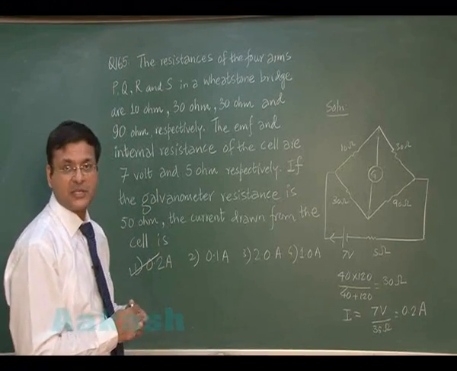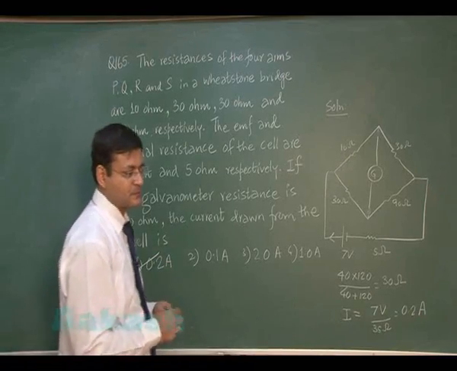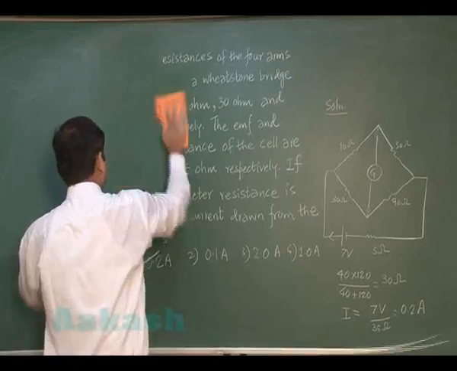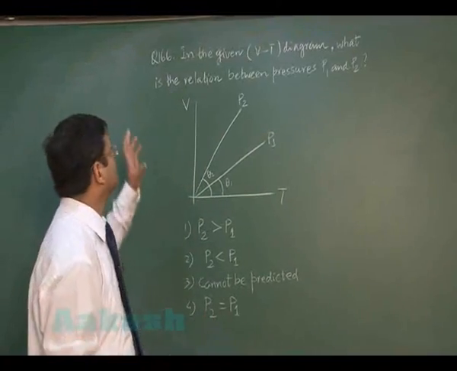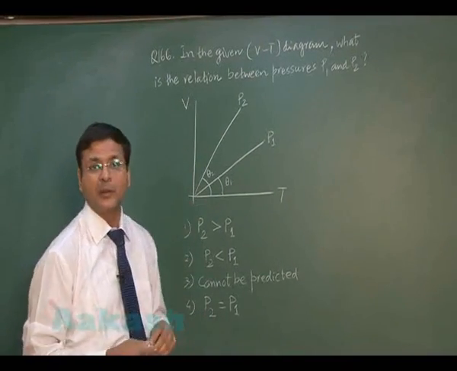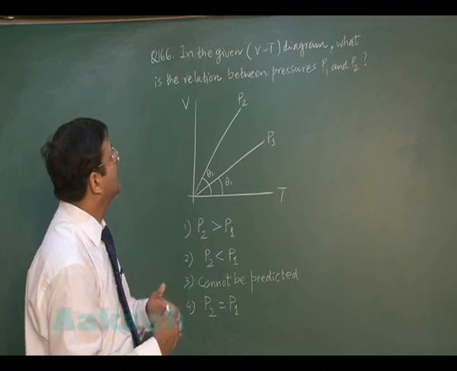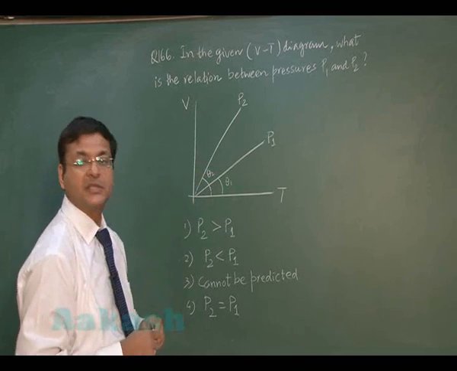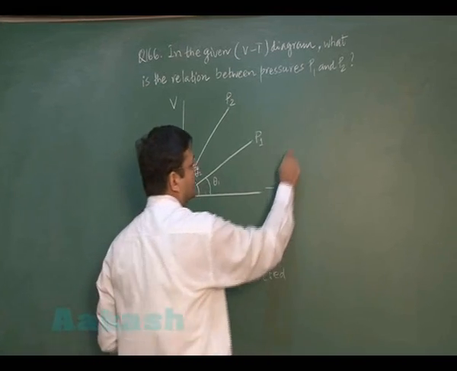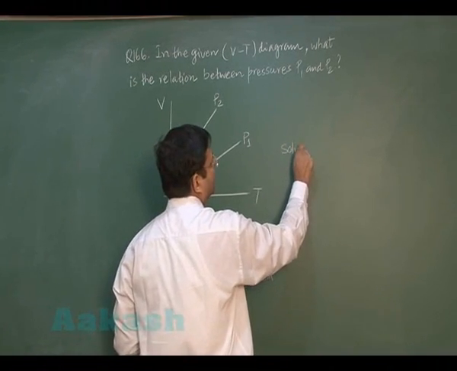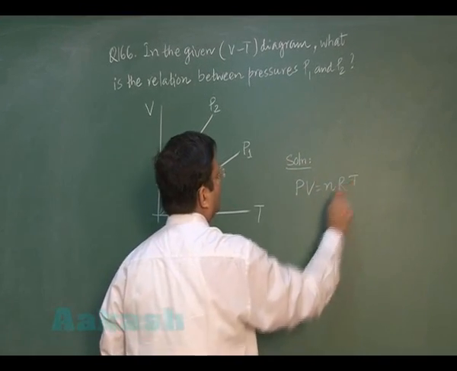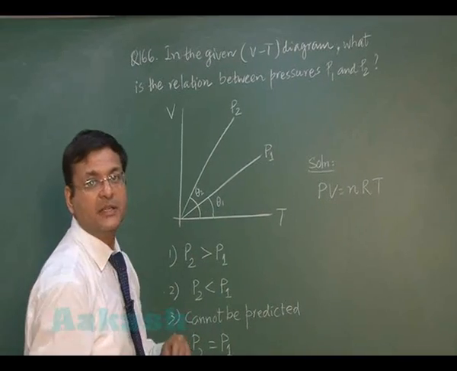Look at the next question, that is question 166. Now the next question 166 is based on thermodynamics and that too on graphs. Here in the given V-T diagram, they are asking what is the relation between the pressures. In this particular question, you can straightaway start off from the ideal gas equation, that is PV is equal to nRT, and here it is a V by T graph.